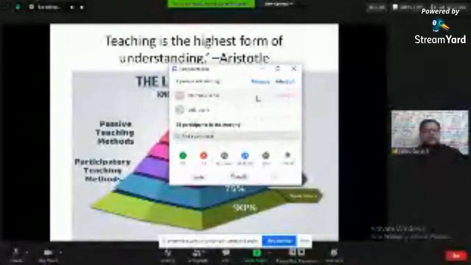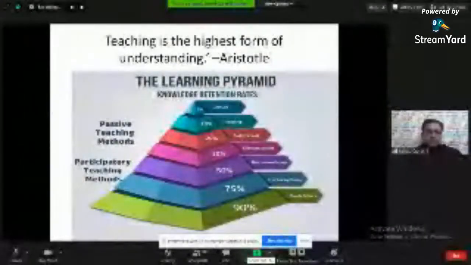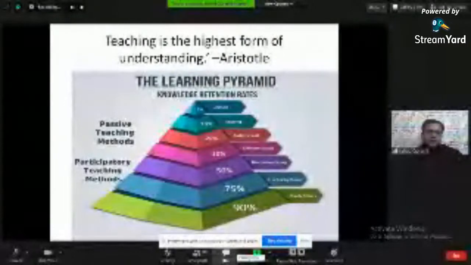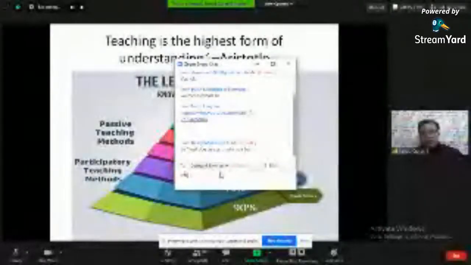And you can see the knowledge retention rates. If you see, this has been divided into two major parts, that is passive teaching methods and participatory teaching methods. So what are the conventional methods of our didactic teaching? Reading, audiovisual demonstrations. So maximum retention of knowledge goes to 30% if it's a passive teaching method. If it's a participatory teaching method, maximum learning goes to 90% for a method which is called teaching to others.